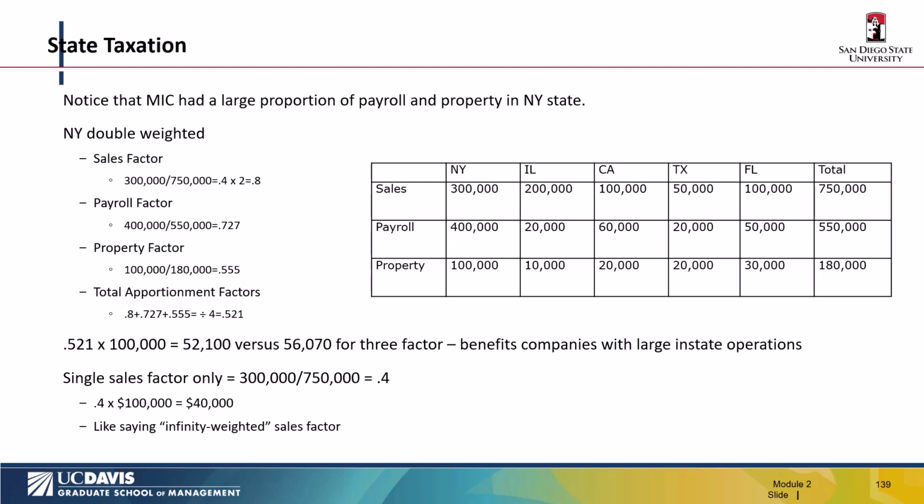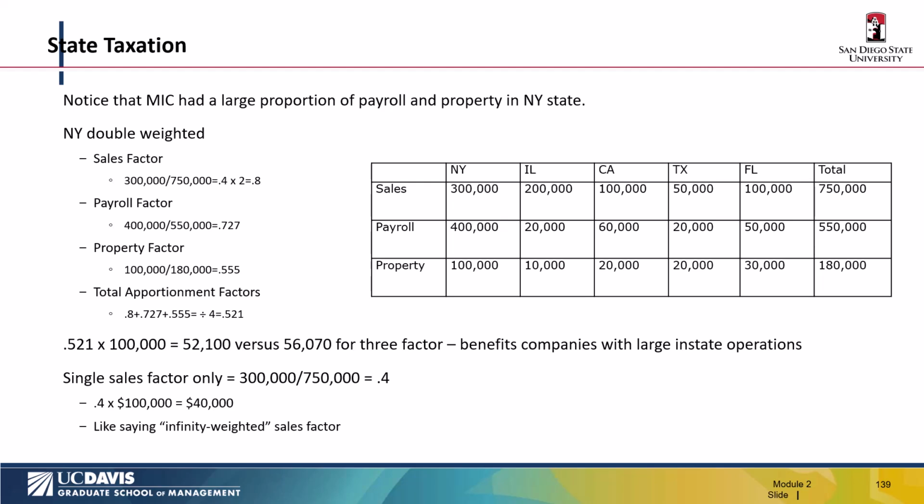sales factor. Okay, so we take the sales factor now. Recall that it was 300 over 750. We double it, right? So times 2, it's 0.8. Notice that our total apportionment factor is now down to 0.521 versus 0.5607, right? So now what's happening is the amount of income being apportioned in state to a company that has large operations there is lower, right? So this benefits companies with large in-state operations.